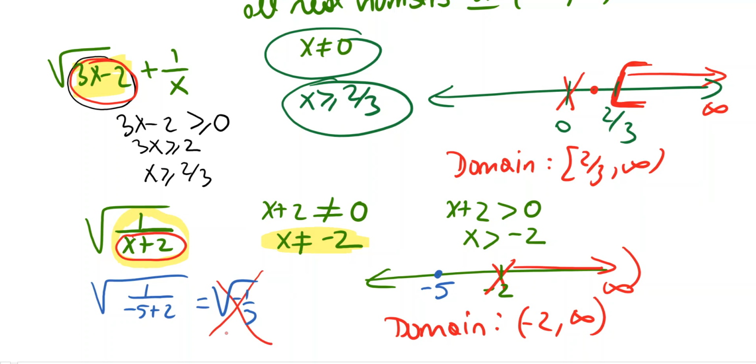All right, so basically to find the domain, if you have a fraction, you've got to make sure that the denominator is not 0, and if you have a square root, you've got to make sure that the quantity underneath the square root is not negative.